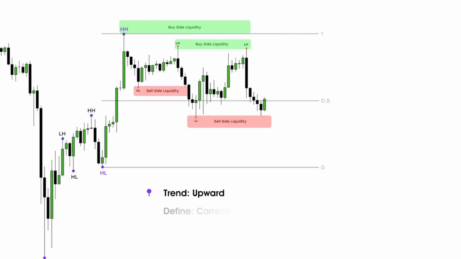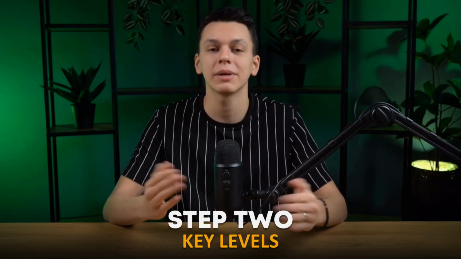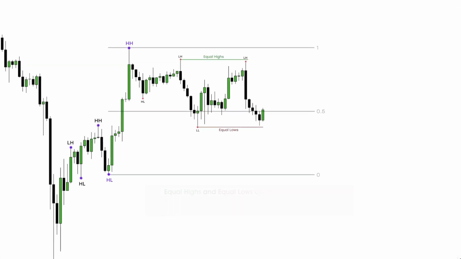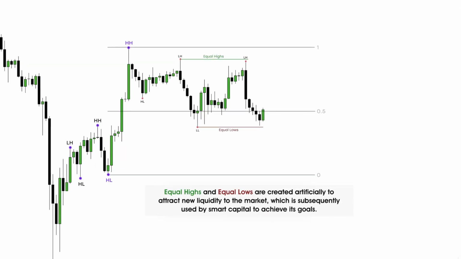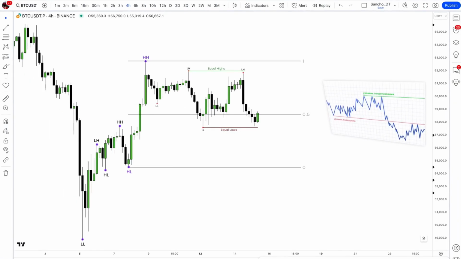Therefore, the next important step is to determine the end of the corrective cycle and the targets for further growth. Next, highlight key price levels. In our example, these are the equal highs and lows. Such levels are created specifically to attract the capital of less informed traders, which is then used by smart money to achieve their goals. It's important to understand that for smart money, these levels are not just support and resistance, but zones of high liquidity concentration that will inevitably be breached.